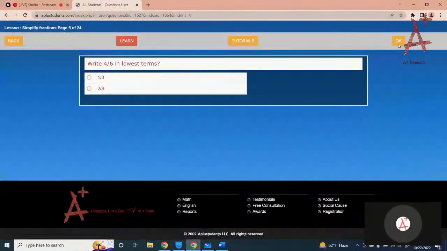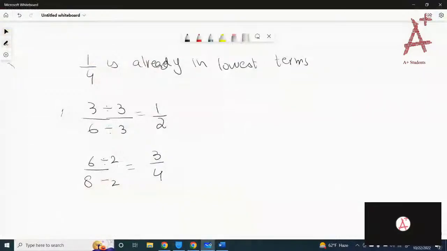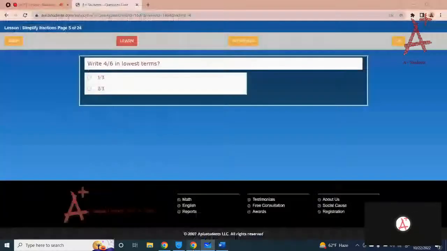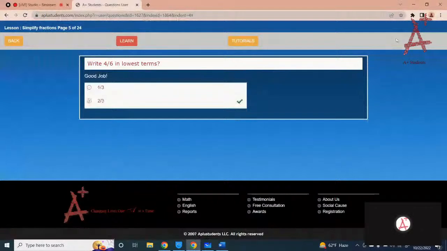Okay, write 4 by 6 in lowest form. Divide them by the greatest common number. So which number is the greatest common number? It is 2. So divide both numerator and denominator by 2. So the lowest term is 2 over 3. Got it? So select the correct option and then click on the OK button.